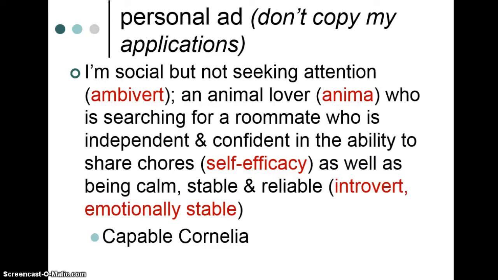So from Capable Cornelia, she says, I'm social but not seeking attention. So there's an ambivert for you. And I'm an animal lover, which is her anima, the nurturing side, who is searching for a roommate who is independent and confident in their ability to share chores. There's the self-efficacy part. And as well as being calm, stable, and reliable, which means they're introverted but emotionally stable. And so you have to be able to recognize those concepts.